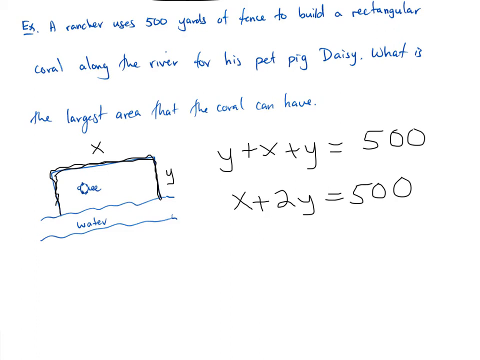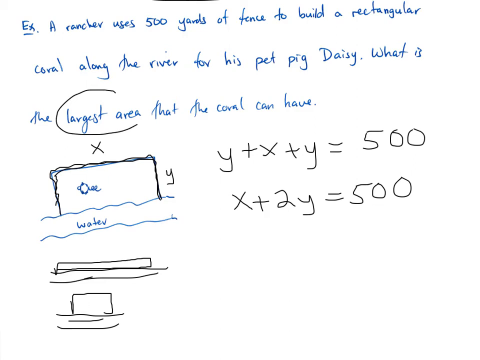But that just gives us the relationship between the sides. We want to know which of these sizes, maybe a really narrow fence, or maybe a really wide fence, will be good for our pig. And so we want to find the largest area. So largest should remind you, we want to find a maximum area. So let's talk about what defines our area. Area, in this case, is the area of a rectangle. Its area is length times width, x times y.